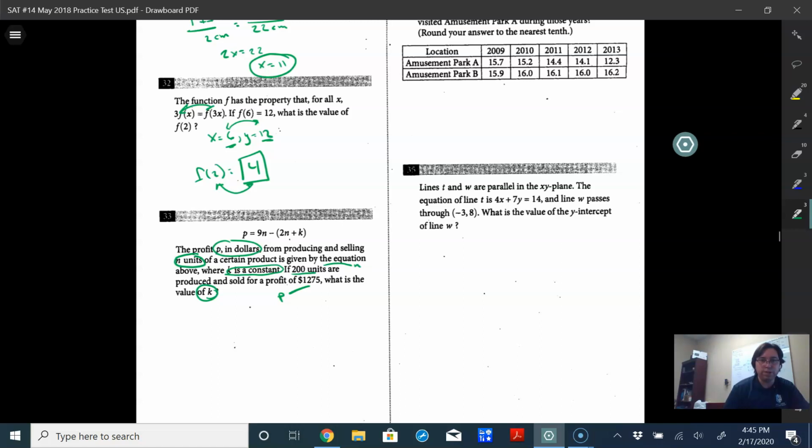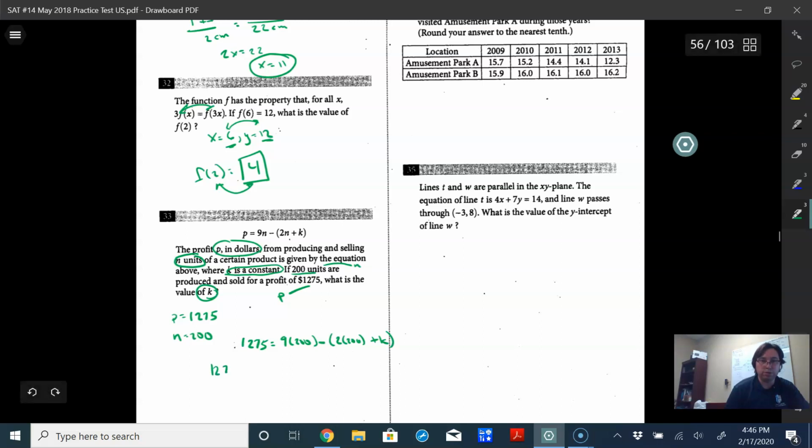And so that we have these values, we have P equals 12.75 and N equals 200. As we sort of mentioned, in these type of problems, we're going to match the units to the variables and be able to solve. So taking what we have above, 1275 equals 9 times 200 minus 2 times 200 plus k, and so all of that is together. So let's distribute and solve.